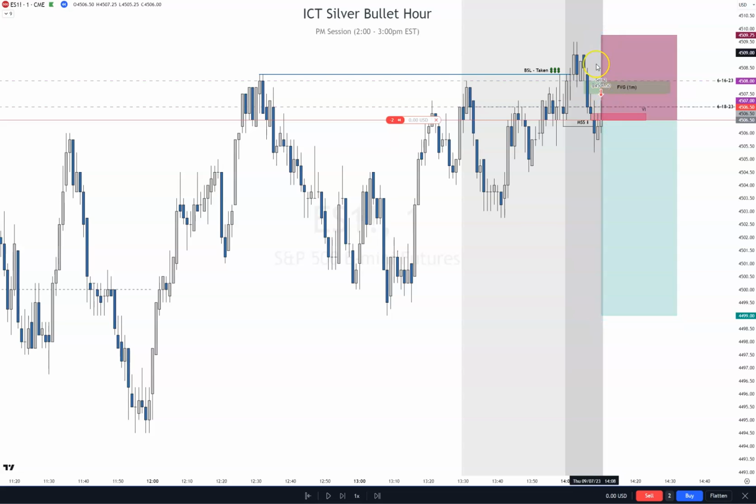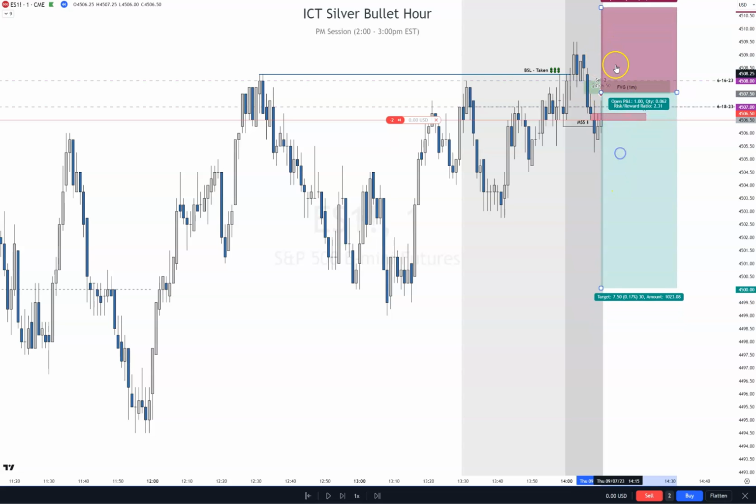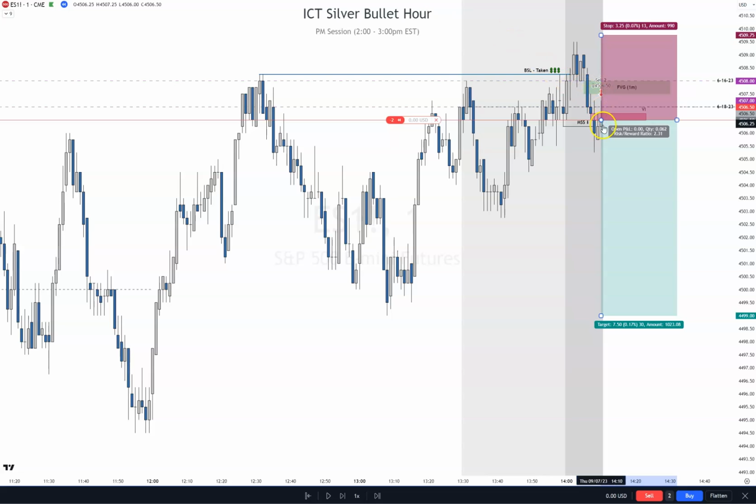Look at that, that's only 3.25 handles to go above this high. So I'm fine. Even if I took this trade up here, it'd be two. I'm literally risking one handle to do the volume imbalance. So to me, it's worth the risk.